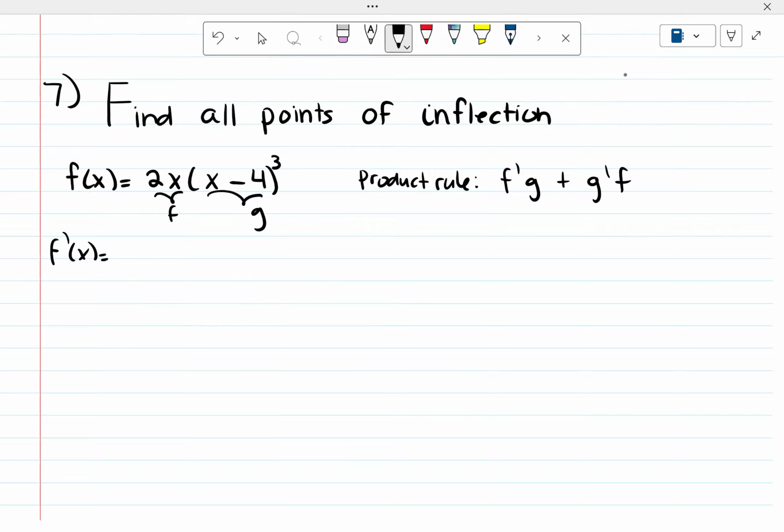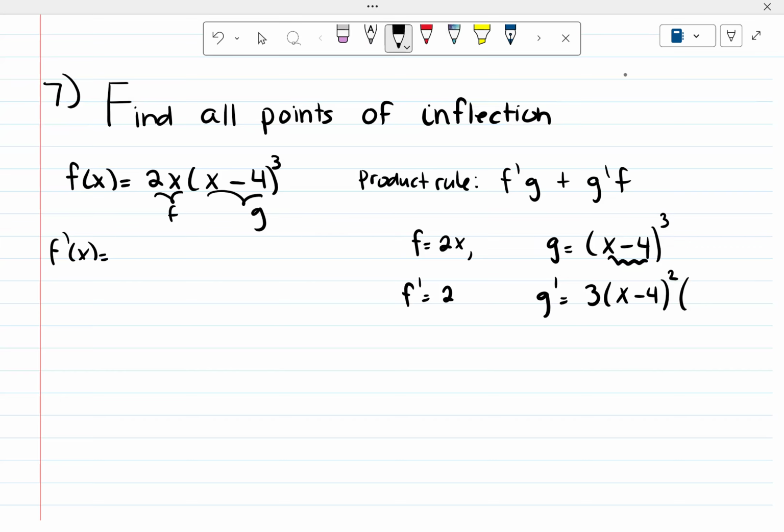So what are our f and our g? My f is 2x, and my g is x minus 4 to the third. So f prime is going to be 2. For g prime, how do I take the derivative of parentheses x minus 4 to the third? You use the power rule, so it's going to be 3 times x minus 4, and then the whole power minus 1, so 3 minus 1 is 2, times the derivative of the inner parentheses, which is 1. So that's going to be 3 times x minus 4 squared.